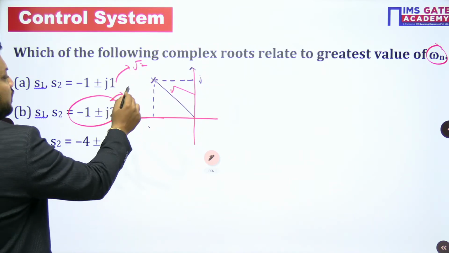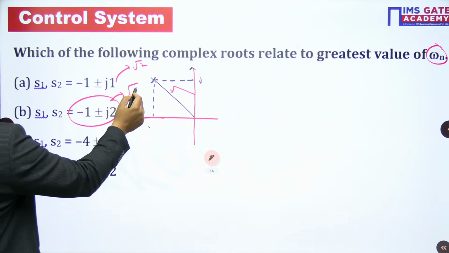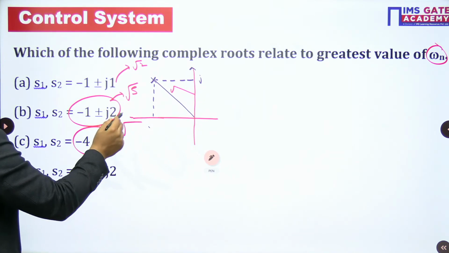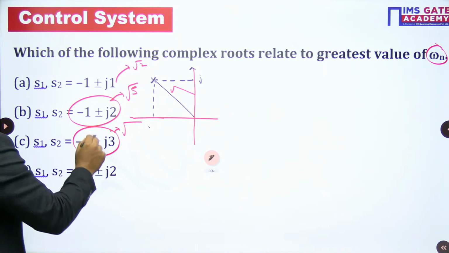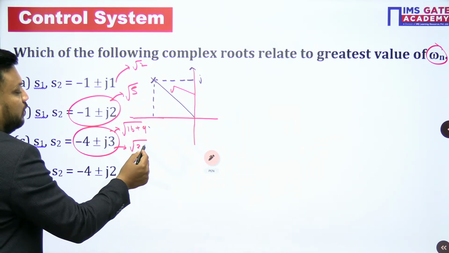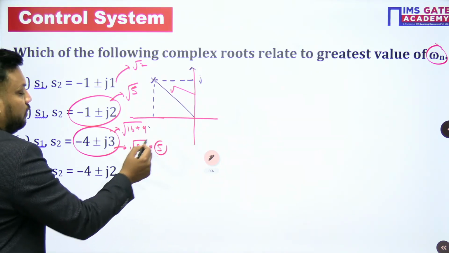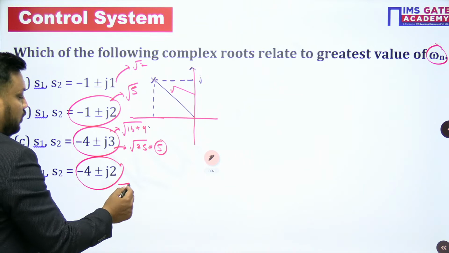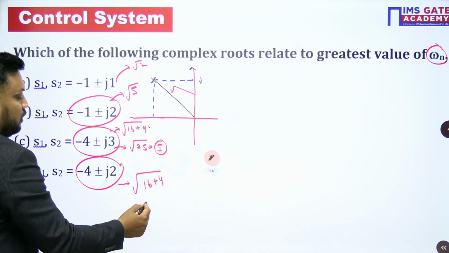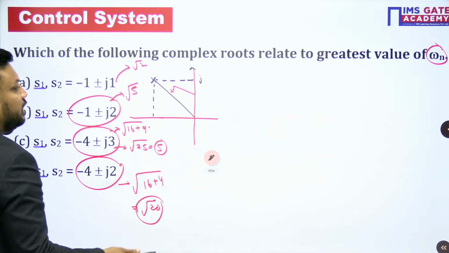For omega n, 2 whole square is 4 or 1 whole square is 5, so root 5. Then 4 and 3: under root of 16 plus 3 whole square 9, so under root of 16 plus 9, that is nothing but under root of 25, and it will give you 5. And here you will get under root of 4 whole square 16, 2 whole square 4, so root 20.